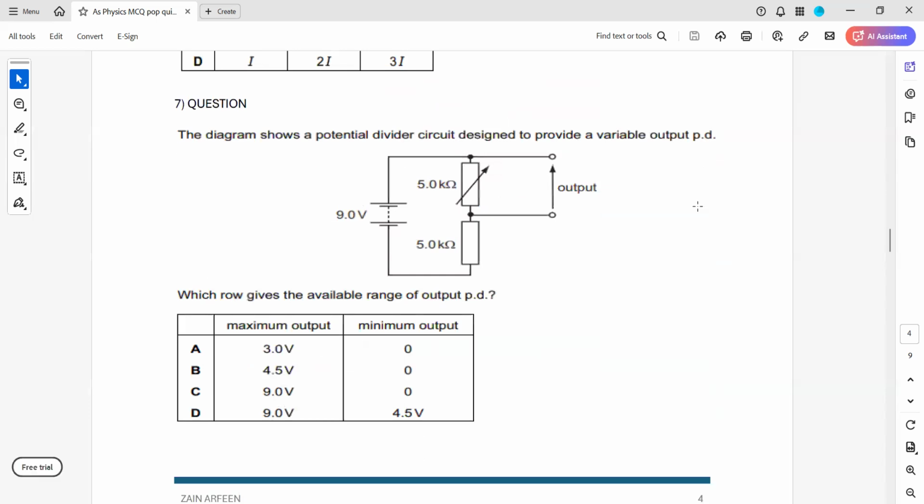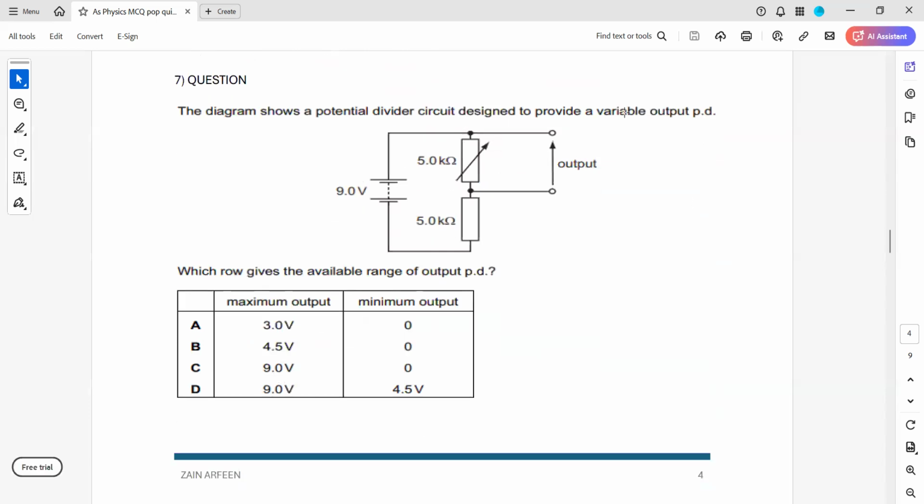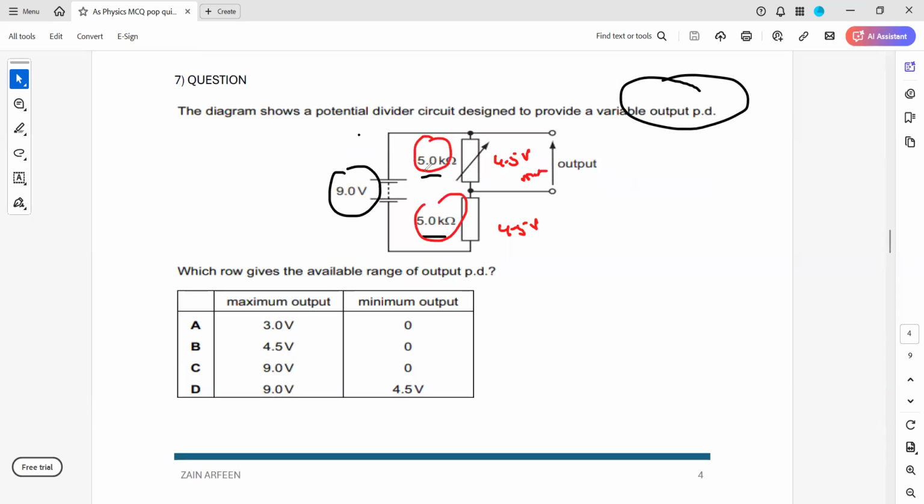Question 7. The diagram shows a potential divider circuit designed to provide a variable output. These two resistors have a resistance of 5 kilo ohms each. So if we have a 9 volt supply, the voltage will be 4.5 here and 4.5 here. That is a max. Why is it a max? Because this is the maximum value of the resistance of the two. So what will be the maximum output here?